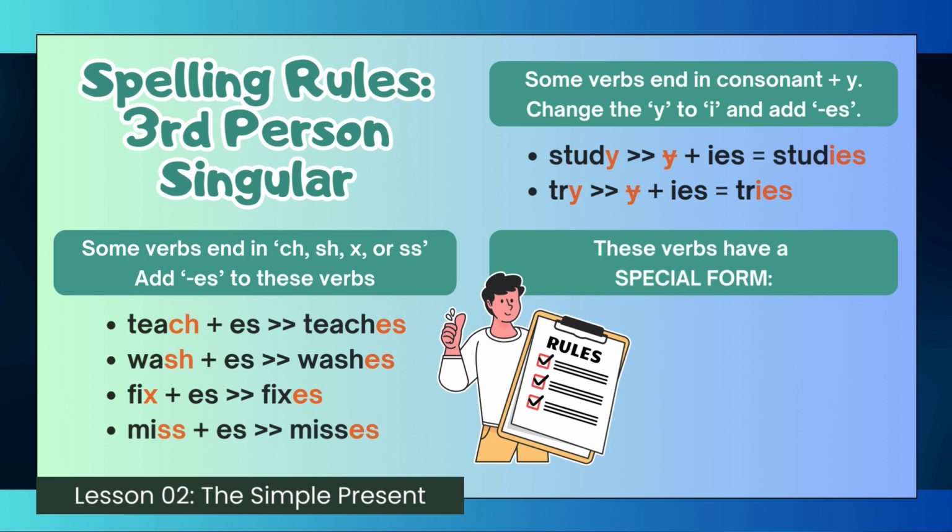Now, these verbs right here have special forms. Do becomes does. He, she, it does. And the verb go becomes goes. So he goes, she goes, it goes. Now, have becomes has. It's also a special verb. It has a special form. So it becomes has. He has, she has, it has.